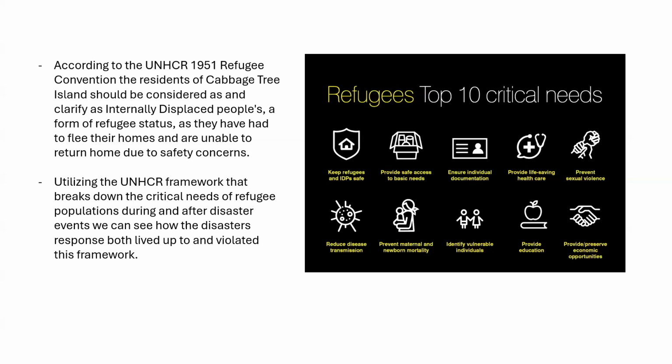The Cabbage Tree Island community clearly falls under this classification, as the 2022 New South Wales flood disaster, as well as the subsequent response by the government, has resulted in the community becoming internally displaced persons, forced to move into government-supplied housing in Wardell, not the country that they ideally would want to be living in. Utilizing the UNHCR framework that breaks down the critical needs of refugee populations during and after disaster events into 10 essential needs, we can see how the disaster response both lived up to and violated this framework. Next slide, thank you.